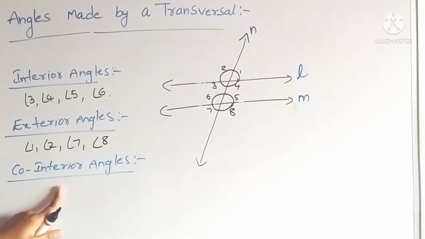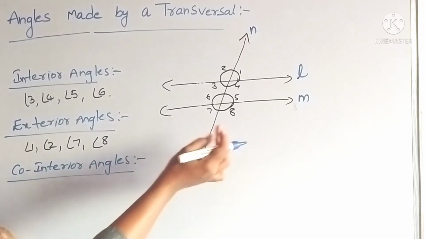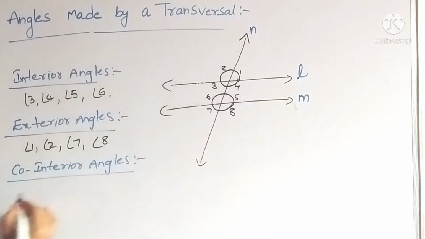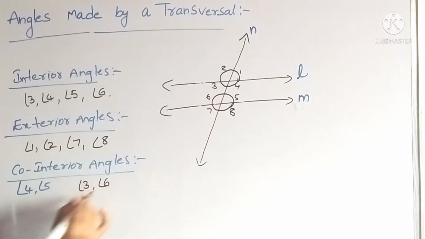Okay, the angles which lie on the same side of the transversal. The interior angles which lie on the same side of the transversal are called co-interior angles. So what are the co-interior angles here? Angle 4, angle 5, one pair, and next angle 3, angle 6, another pair. So these are called co-interior angles.